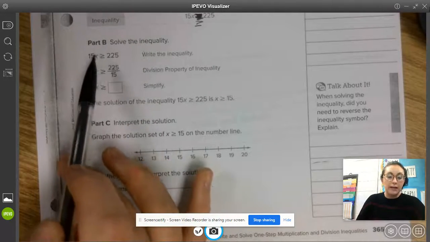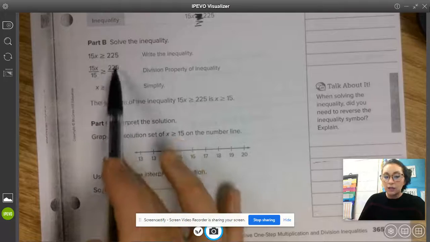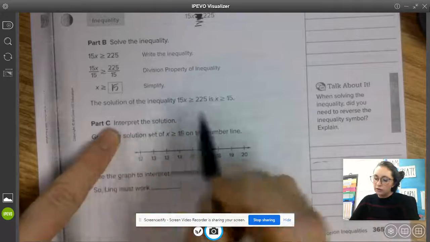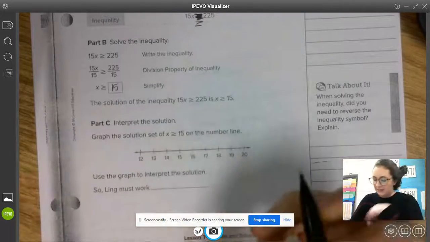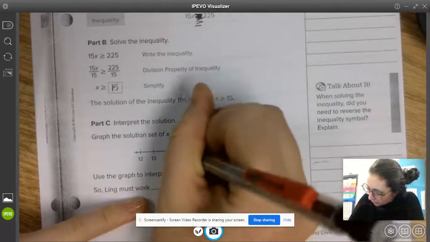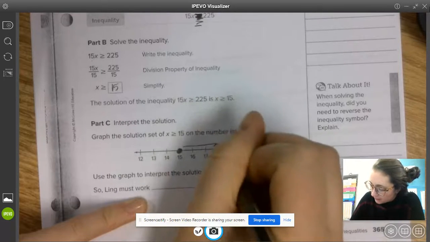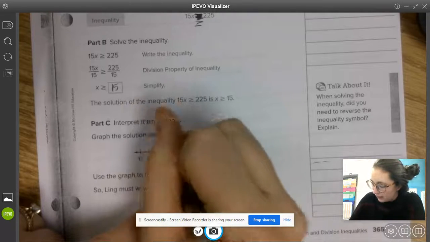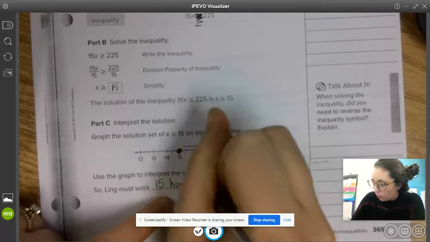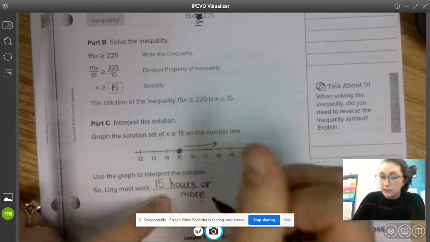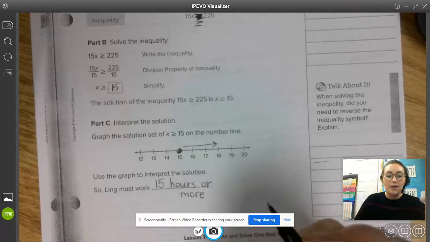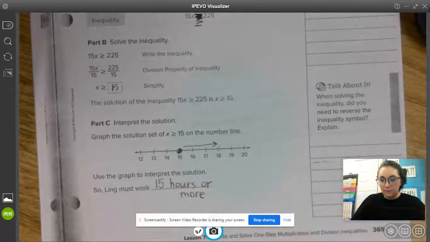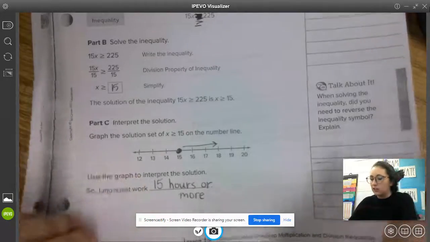You undo this multiplication by dividing on both sides. 225 divided by 15 is 15. So the solution to the inequality is 15. Okay? So we are going to have a closed circle, and it is going to be pointing to the right. Okay? So Ling must work 15 hours or more. And you can say that lots of different ways. You can say at least 15 hours or more, a minimum of 15 hours. There's literally 100 ways to say it. Okay? All right, let's flip over to the checkpoint.